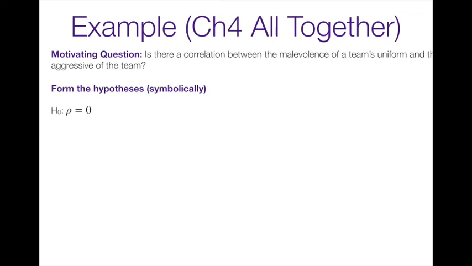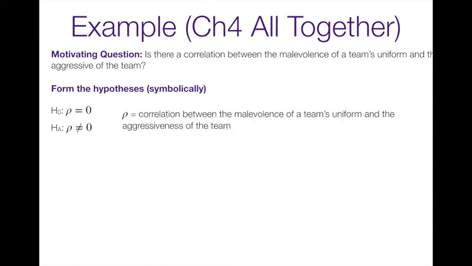So our null is rho equal to 0. Our alternative, rho not equal to 0. And we've used a symbol, so we have to define it. Our symbol is rho, and it is the correlation between the malevolence of a team's uniform and the aggressiveness of the team. Where did this come from? Well, we're talking about correlation. Population correlation coefficient is rho, so that's where our symbol came from. If there was no correlation, rho would be 0, so that's our null. If there was correlation, it wouldn't be equal to 0. We didn't specify anything about the correlation. Do we think it's positive or negative? So that's why we've got the two-sided hypothesis here, where it's just not equal to 0.